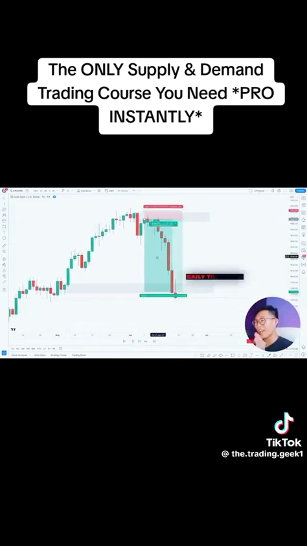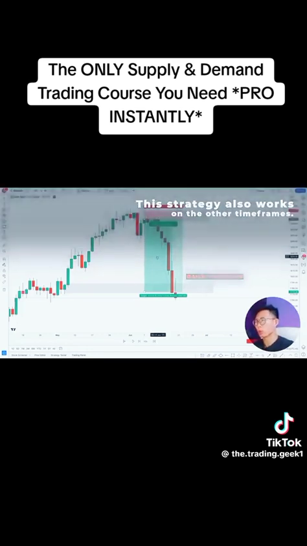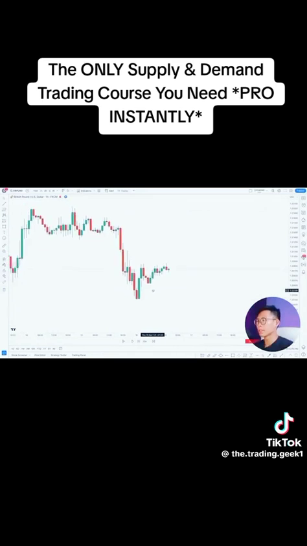This example was on the daily time frame, which is more for swing traders. I want to show you that this strategy works on other time frames as well. So let's look at other examples. Let's look at this example over here. Right now we are on GBP/USD and we are on the 1 hour time frame, so this is more for intraday traders to swing traders.